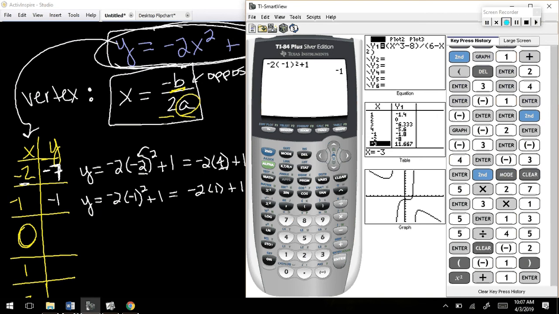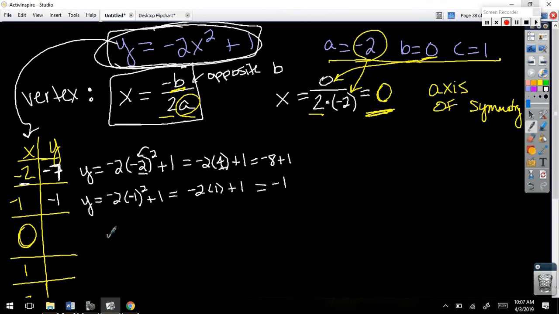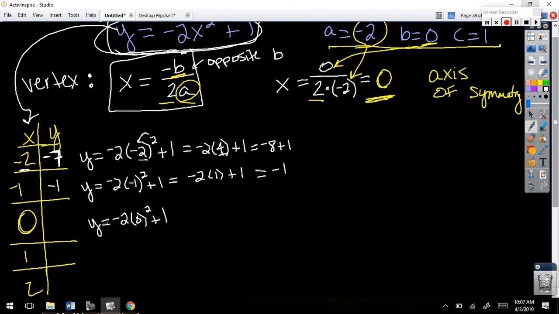All right. Now, let's do the 0. See if you can get this on yours. Plug in 0. Why is 0 special? Why else is it special? It's the axis of symmetry. The vertex is going to lie on the axis of symmetry. Why are the first one and the last one the same? We should get 1, right? You should get 1, yes. Okay.